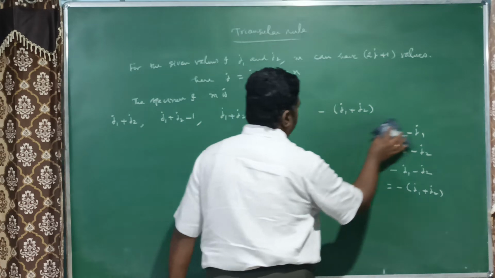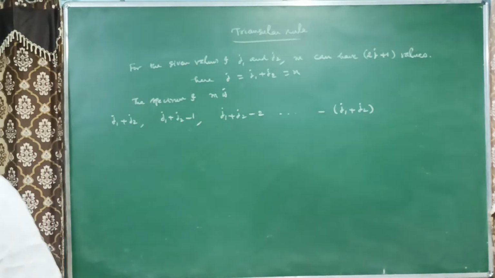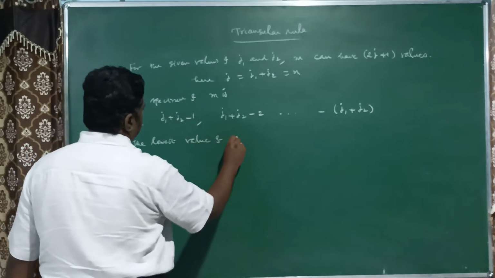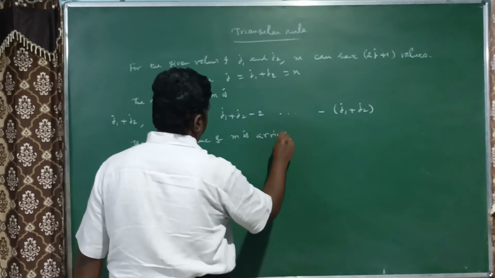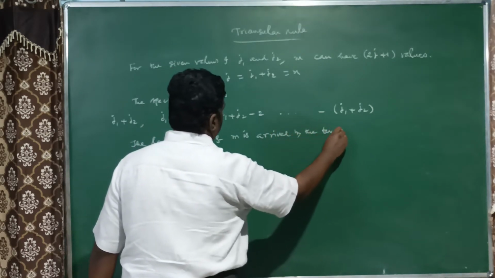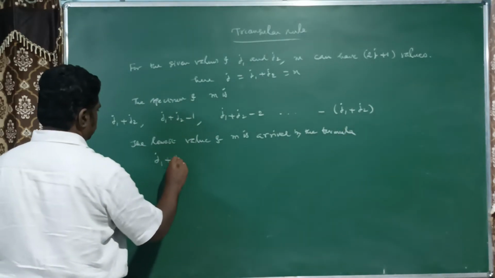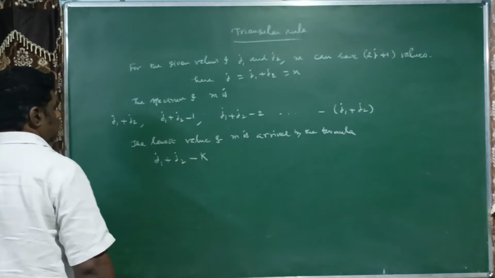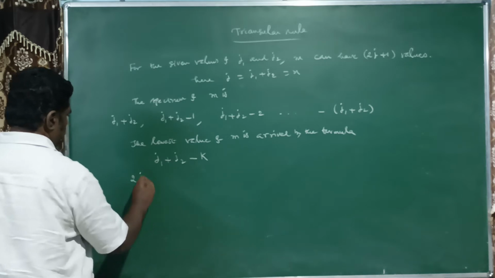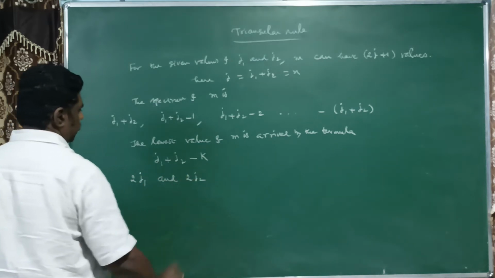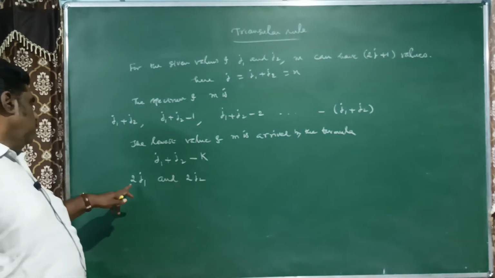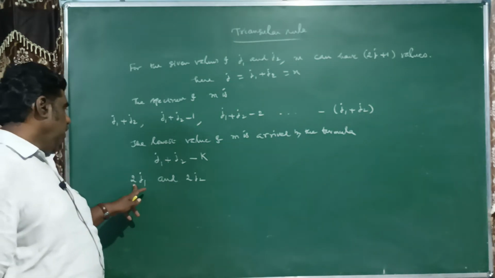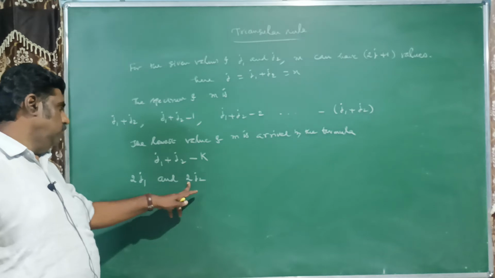We know that the lowest value of M is arrived at by the formula J1 plus J2 minus K. Already we have two values for K: one is 2J1 and the other is 2J2. These are the two possible values. In the case of M1, the value of K is 2J1. In the case of M2, the value of K is 2J2.